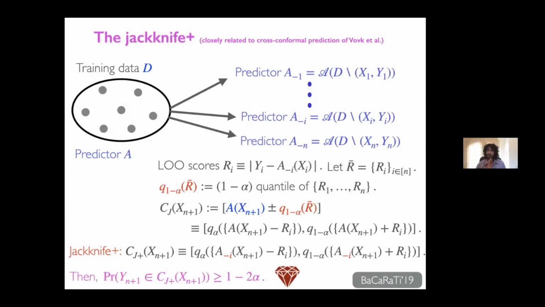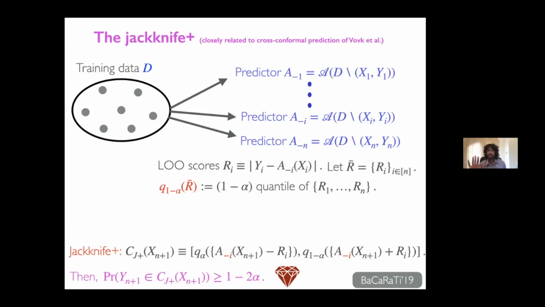And this is what we can prove. We can prove that without any assumptions, so for all distributions and for all algorithms, the probability that y_{n+1} lies in C Jackknife Plus of x_{n+1} is at least 1 minus 2 alpha. This is joint work with, again, the Barber group. This was just accepted at the Annals of Statistics about a month ago, so it'll appear later this year. And so we have managed to fix the Jackknife and give it some assumption-free guarantees while the original one did not. Okay, and so just for clarity, I will remove the original Jackknife definition.